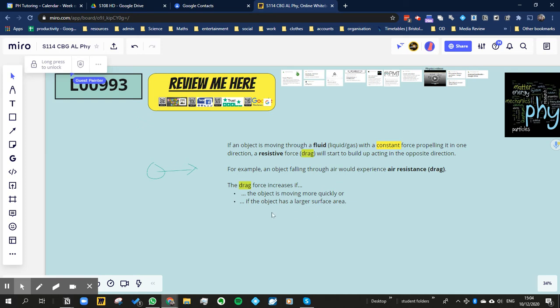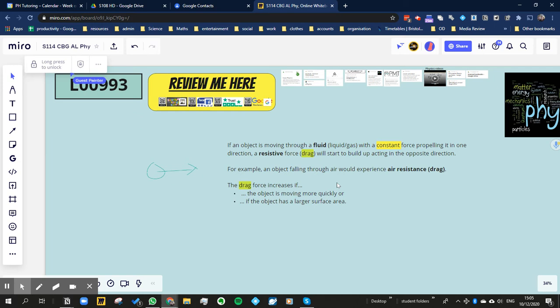So for example, an object falling through air would experience air resistance, which is an example of drag in that case. If it's moving through air, we call it air resistance. But if it's moving through water, you would call it water resistance. It's still drag. So drag is the general word to describe a resistive force in a fluid. Okay, that's due to motion.